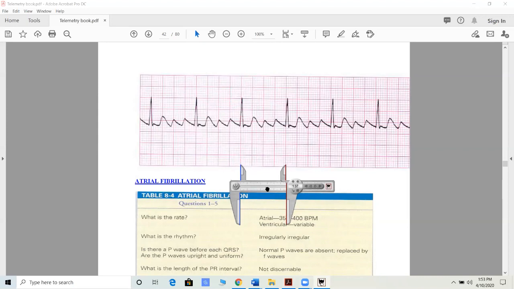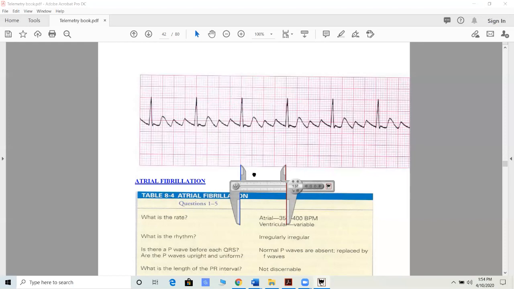What is the heart rate? What is the ventricular heart rate? Can you tell me? What do we have? Go ahead and share in the chat box. Tell me what you have for the ventricular rate. Yep, 75. So the 75 is our ventricular rate.